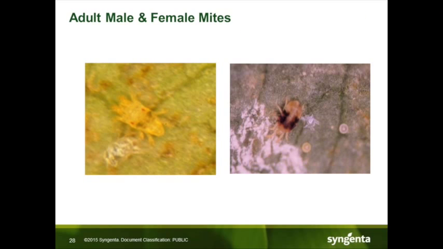It's also good to know the difference between adult male and female mites. The mite on the left is the male, tends to have an elongated abdomen. It also has 2 spots, but they're quite a bit lighter in color, whereas the female has more darker spots and a more rounded abdomen.